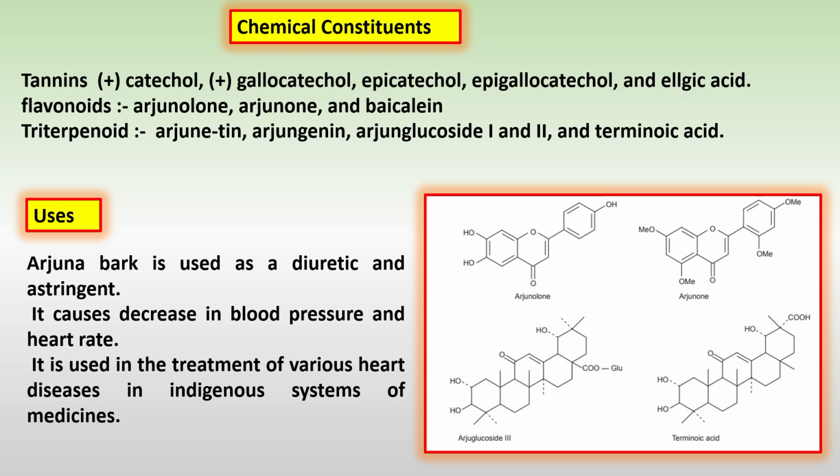Indigenous system of medicine in India means Ayurveda, Siddha, Unani, and Ayush, you can say even.